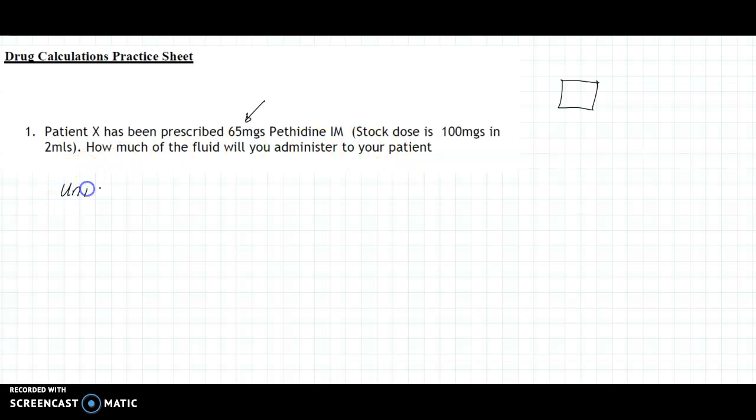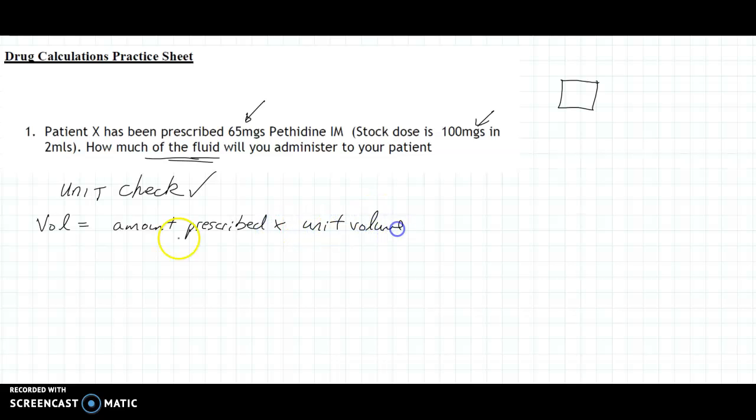Well, first thing is to do a unit check, right? And you see we have milligrams here and milligrams here, so we're okay with the units. And now how much of the fluid, so that's volume, we need our volume formula. So our volume, VOL, equals the amount prescribed multiplied by the unit volume, and then it's all divided by the amount per unit volume. Right, so we're just looking for three figures.